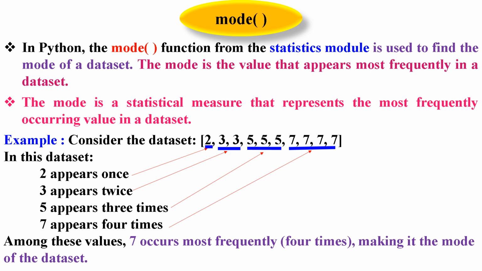In Python, the mode function from the statistics module is used to find the mode of a dataset. The mode is the value that appears most frequently in a dataset. The mode is a statistical measure that represents the most frequently occurring value in a dataset. In other words, it's the value that appears with the highest frequency. Example, consider the dataset 2, 3, 3, 5, 5, 5, 7, 7, 7, 7. In this dataset, 2 appears once, 3 appears twice, 5 appears 3 times, 7 appears 4 times. Among these values, 7 occurs most frequently, 4 times, making it the mode of the dataset.